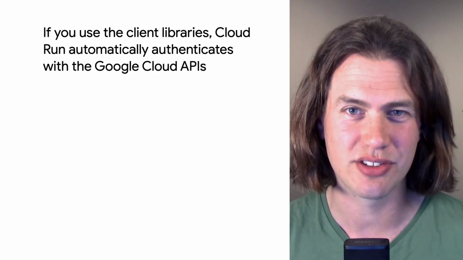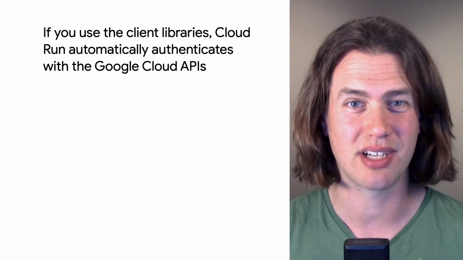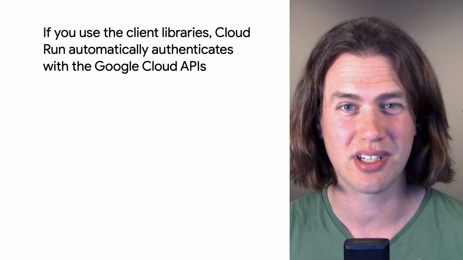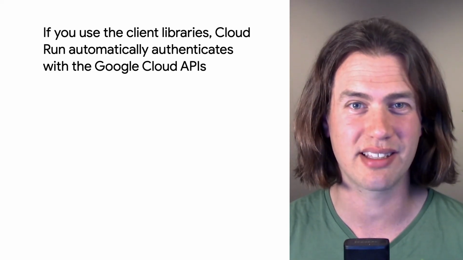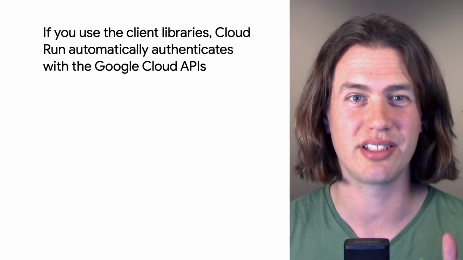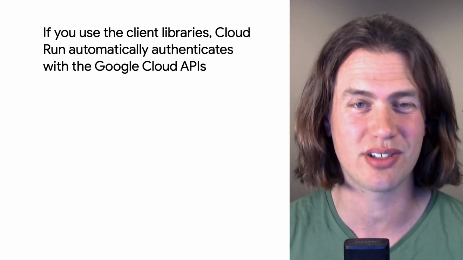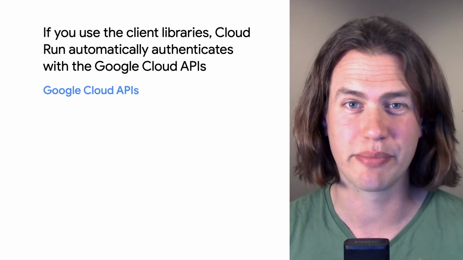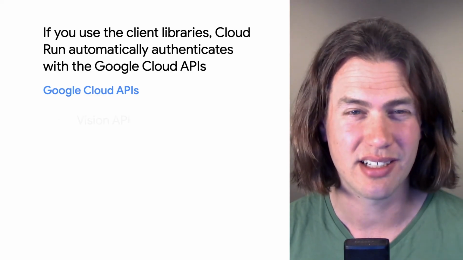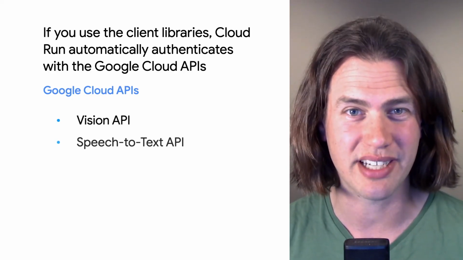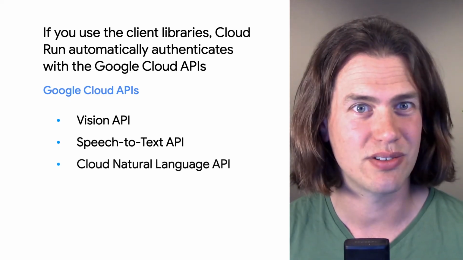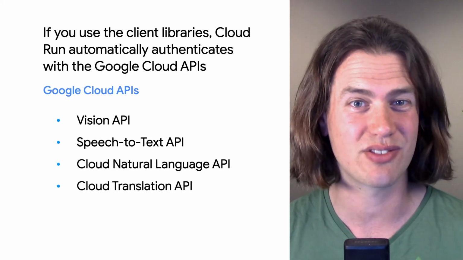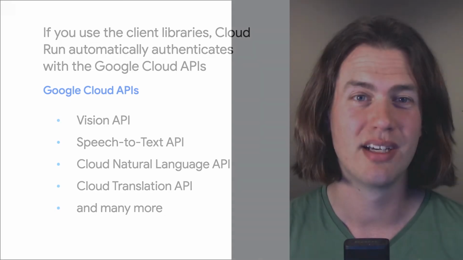It's also convenient to call Google Cloud APIs from Cloud Run. If you use the official client library, it automatically authenticates to those APIs using your Cloud Run service's built-in service account. Popular Google Cloud APIs that you might be familiar with include the Vision API, Speech-to-Text API, Cloud Natural Language API, and the Cloud Translation API.